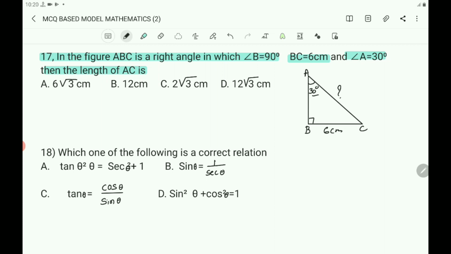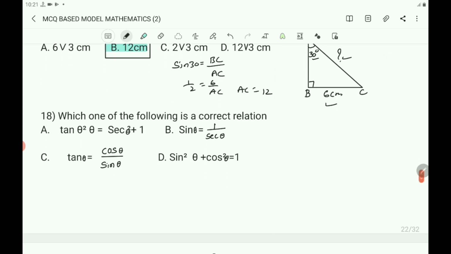And you must know the ratio which is having the opposite side and hypotenuse, that is O by H. Which ratio is it? That is sine ratio. So you have sine 30 degrees equals opposite side BC by hypotenuse AC. Sine 30, you know, that is 1 by 2, equals 6 by AC. So you will get AC equals what? 2 sixes are 12. So what is the answer here? The answer is B, that is 12 centimeter. Option B is the answer.